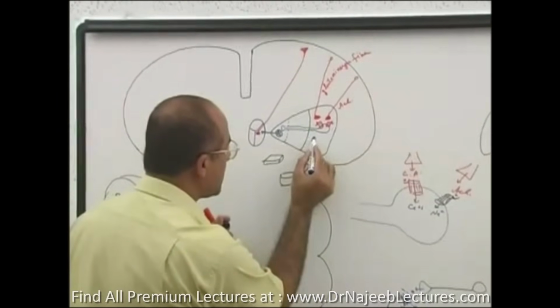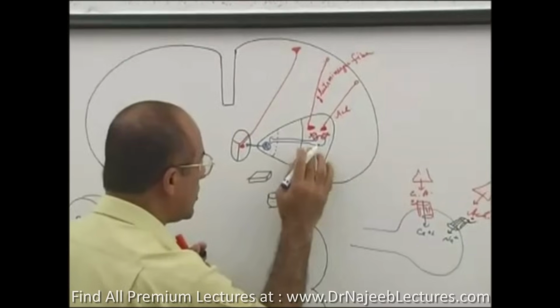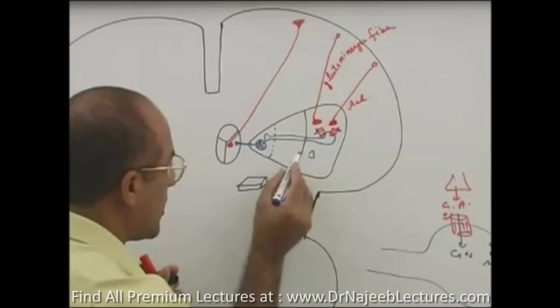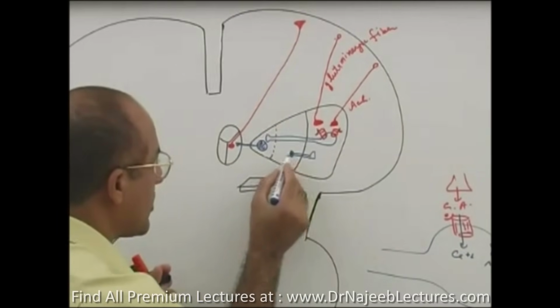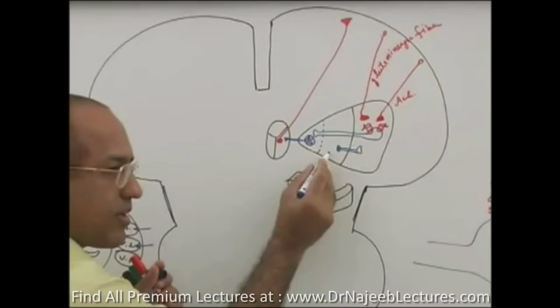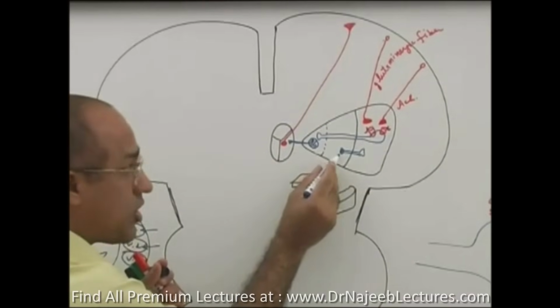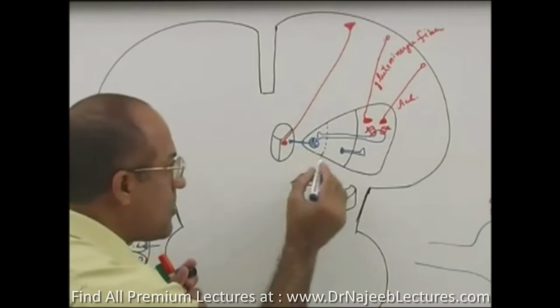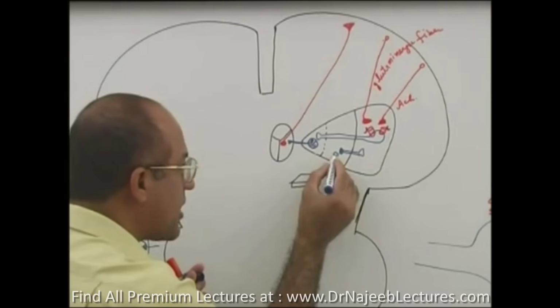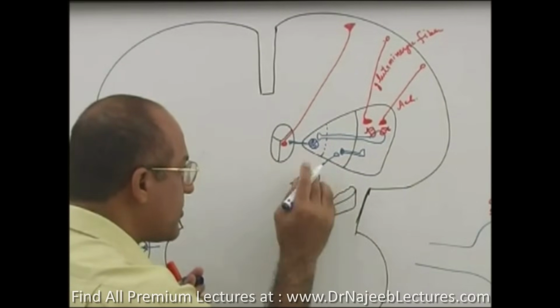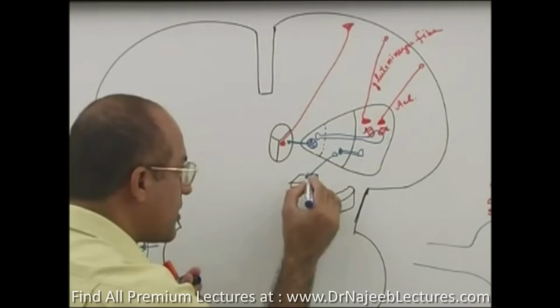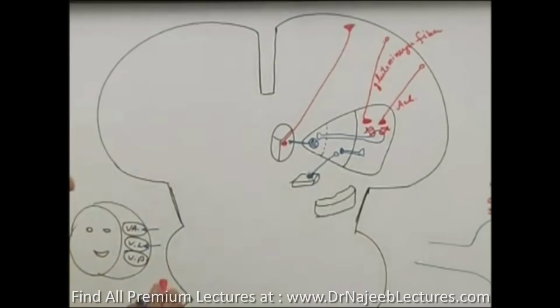This is also a GABAergic neuron, right? This is also a GABAergic neuron, but this neuron goes to, what is it? Globus pallidus? External, not internal, external. From here, GABAergic fibers come to, what is this, your friend? What is this? Subthalamus. They come to subthalamus.